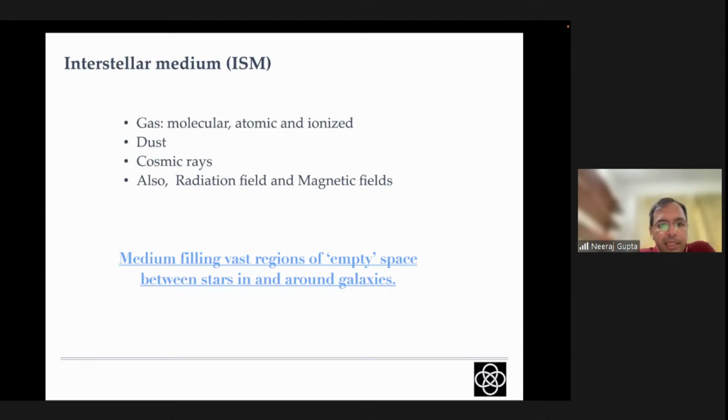For example, in different lectures, you would have come across that we can look at non-thermal emission, which is essentially the electrons going around the magnetic fields present in the galaxy. That's the synchrotron emission, which shows us where this plasma and magnetic fields are present in the galaxy. So to conclude, there is this vast empty space between stars, but it's not really empty. It's filled with what we call interstellar medium. It has these different components.